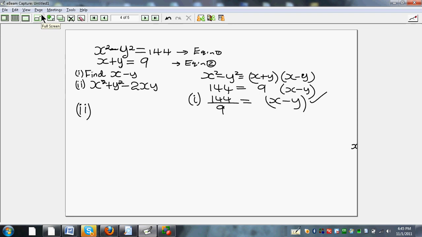We also have to look at part 2 next, which is a very critical part. In the second part, you have to find x squared plus y squared minus 2xy. Now, if you had certain previous knowledge, you would be able to easily solve this problem, and this is the knowledge I'm going to give you now. If you had to expand x plus y all squared, you could expand that by saying x plus y multiplied by x plus y, like this.